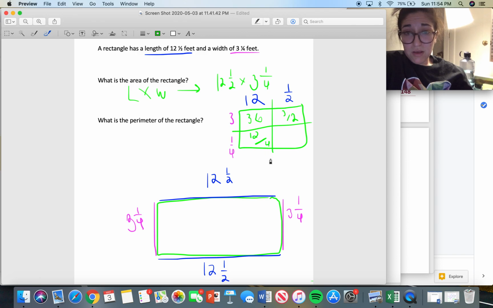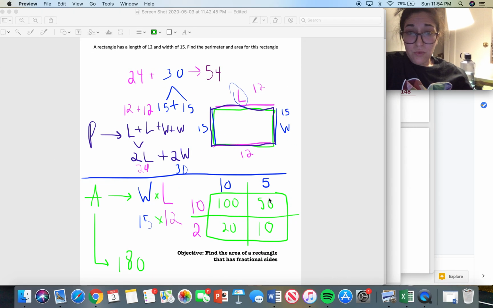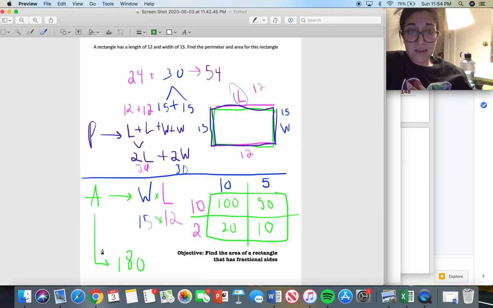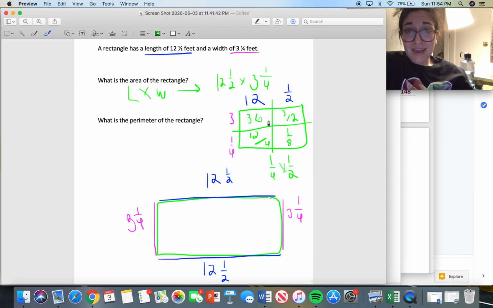Remember, when I'm multiplying a fraction by a fraction, I multiply across, right? So when it's multiplication, it's different from addition. When it's multiplication, 1 times 1 is 1, 4 times 2 is 8. And now, just like I did with this one, when I then had to add all of these up together to get 180, I would need to add 36 plus 3 halves plus 12 fourths plus 1/8.